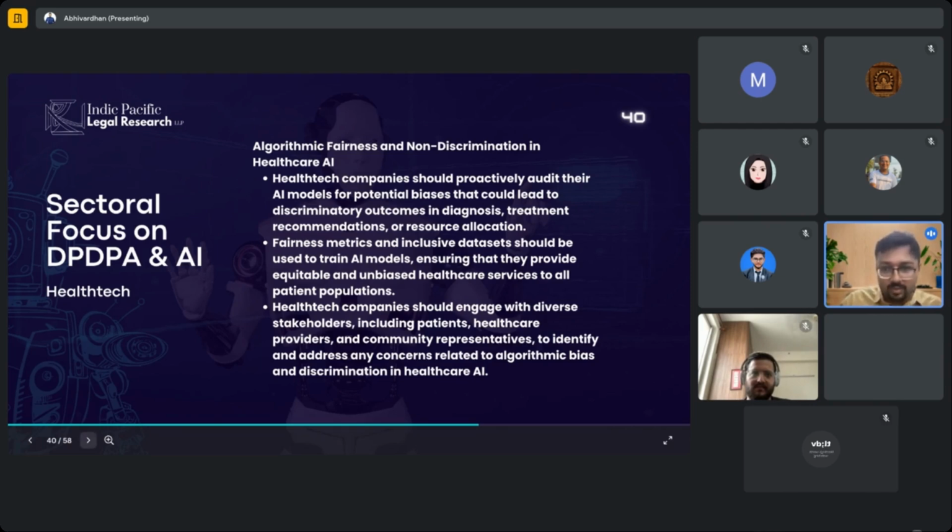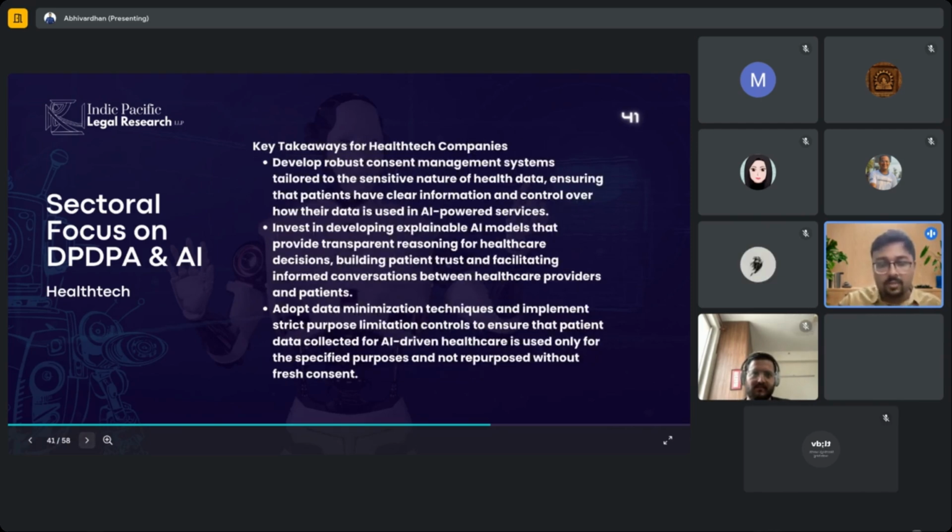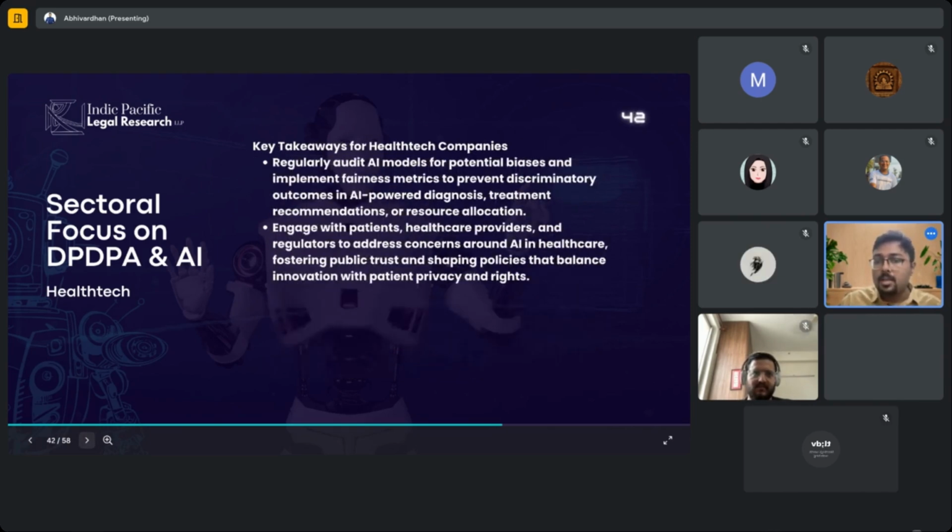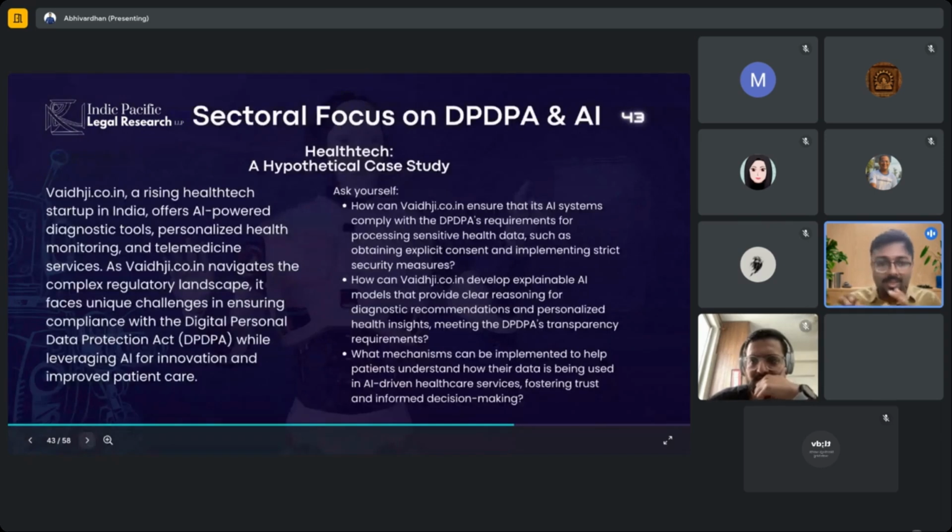So that's about algorithmic fairness, and these are the key takeaways. Basic things, I think. That's there. Since I think we have to focus on Q&A quickly, because I know people might be leaving and time issues might be there. This is a case study, which is again about the same thing, about sensitive health data and obtaining explicit consent post discharge and all that.